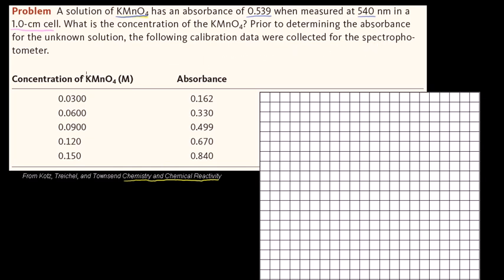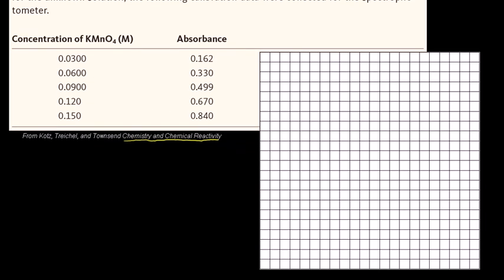So the absorbances of these known concentrations were already measured. What we're going to do is plot these, and then this absorbance is going to sit on the line. We learned from the Beer-Lambert law that there is a linear relationship between absorbance and concentration. So this absorbance is going to sit someplace on this line, and we're just going to have to read off where that concentration is. That will be our unknown concentration. So let's plot our concentrations first.